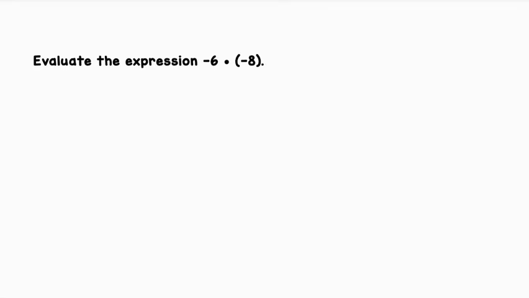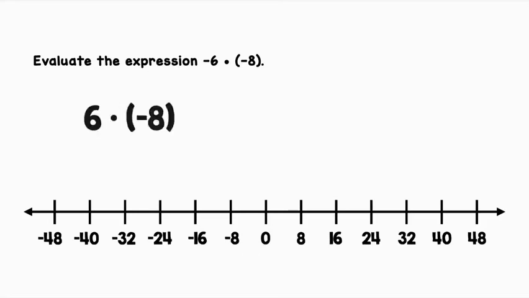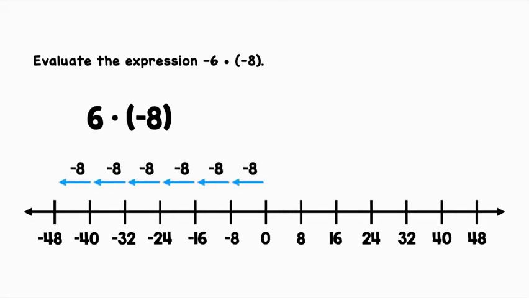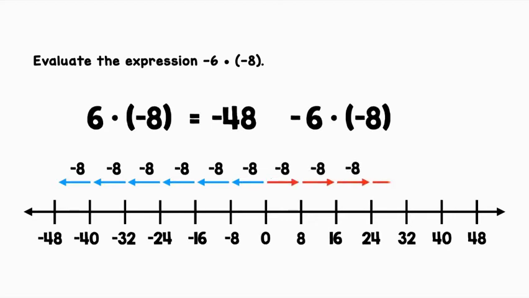Evaluate the expression -6 times -8. First, let's look at +6 times -8. We're going to move 8 spaces to the left 6 times. That will give us -48. The expression in our problem is -6 times -8. Since there's an additional negative sign, we're going to move in the opposite direction. That's going to give us +48.